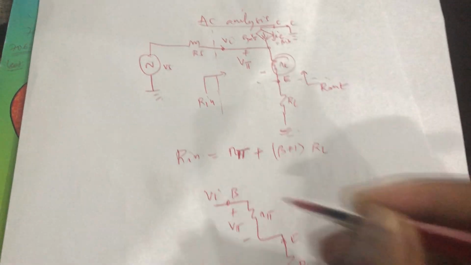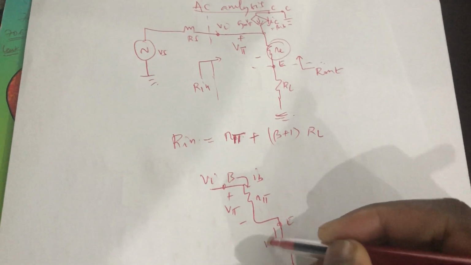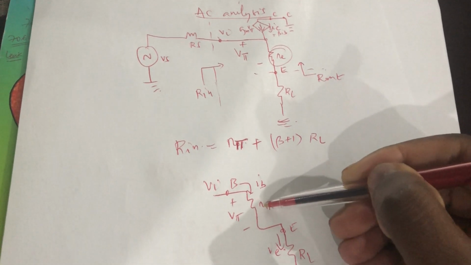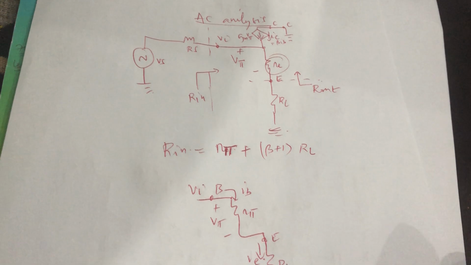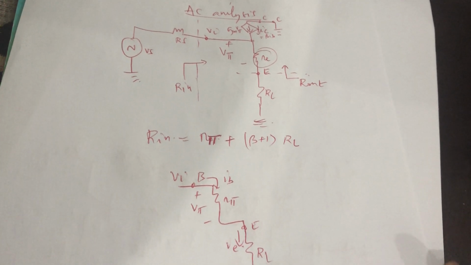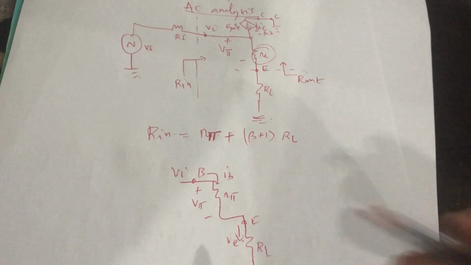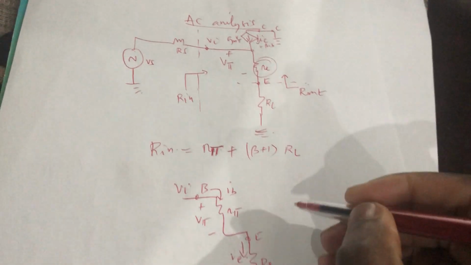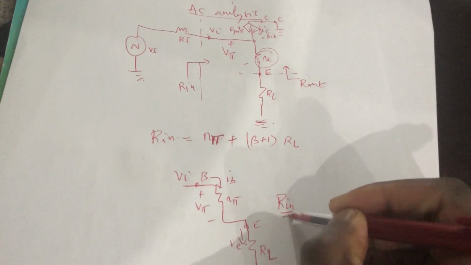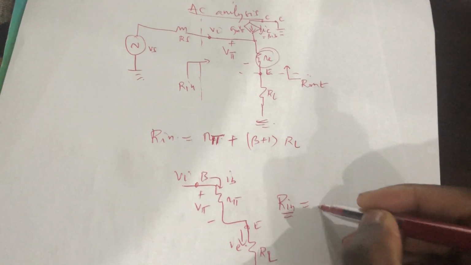So VI will be there. So we've got IB flowing there, we've got IE flowing here. That is, you can see it's R pi plus RL times beta plus 1. Okay, that will be basically the input impedance considering the load, so with the load included. But normally, since we calculate R in without the load in general, if you ignore RL, R in is just R pi.